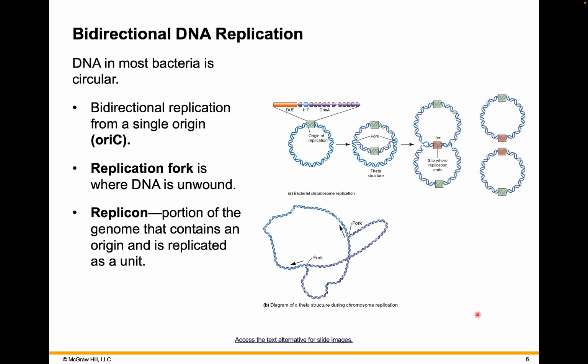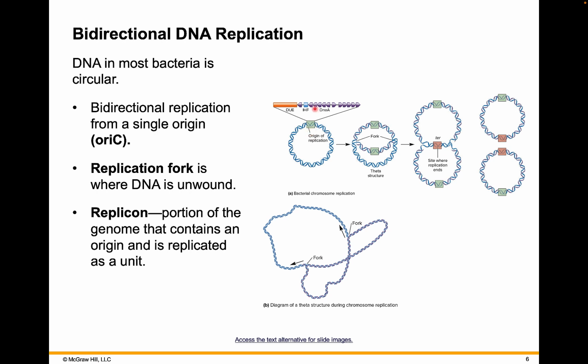So first, let's take a look at the overall replication process. The DNA in most bacteria is circular, and bidirectional replication starts from a single origin, which is a 260 base pair region. Here a number of proteins bind, and the strands separate to form the replication fork. And this is where the replication initiation happens.